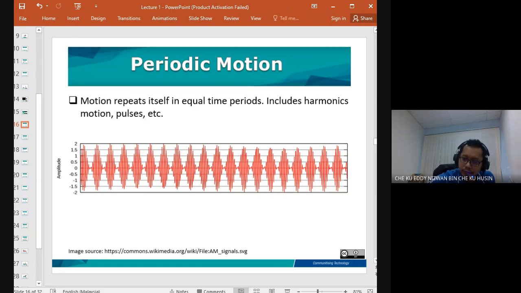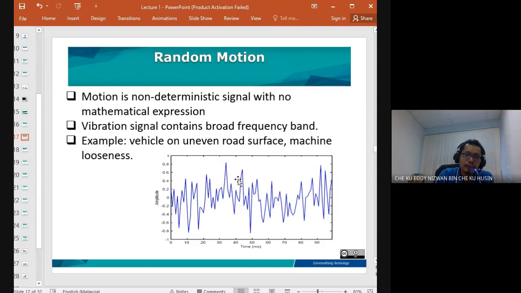For example, the bearing defect, the gear defect. And then there are random motions. Random motion you can classify as non-deterministic, which means you cannot represent it with a mathematical expression. It contains broad frequency, a lot of combined frequencies. Basically it's unpredictable. You cannot predict what will happen next if you do the measurements.